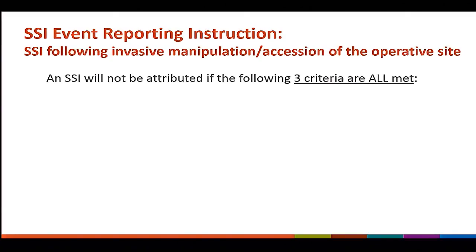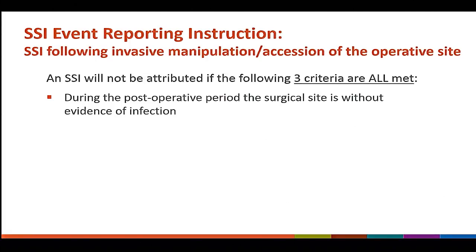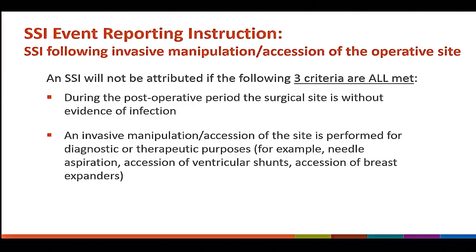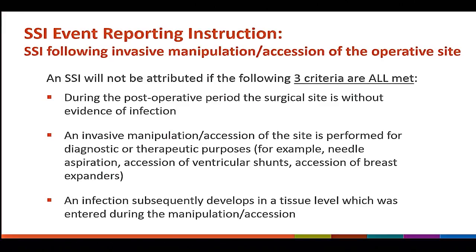Okay, so we're going to move out now into a couple SSI event reporting instructions. We get questions here and there regarding invasive manipulation or accession of the operative site. The guidance regarding invasive manipulation accession is that an SSI will not be attributed if the following three criteria are all met. During the post-op period, the surgical site is without evidence of infection. And then an invasive manipulation or accession of the site is performed for diagnostic or therapeutic purposes. And then an infection subsequently develops in a tissue level which was entered during the manipulation accession.